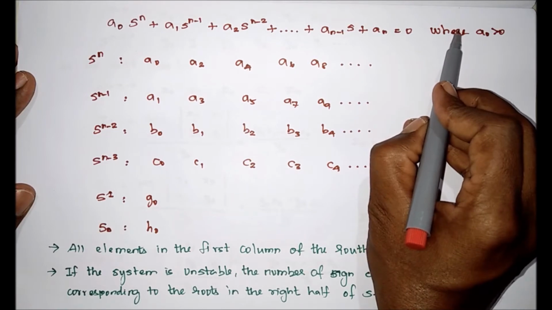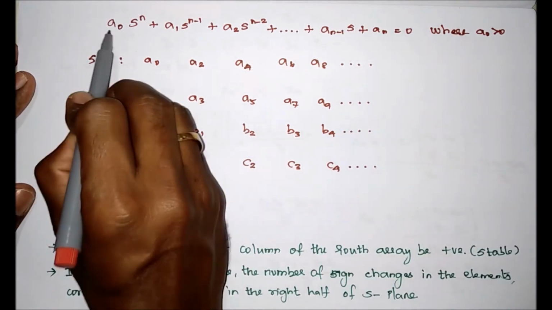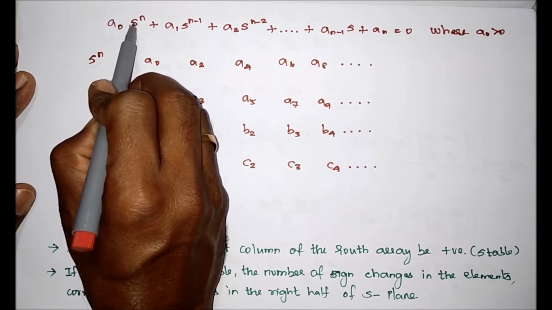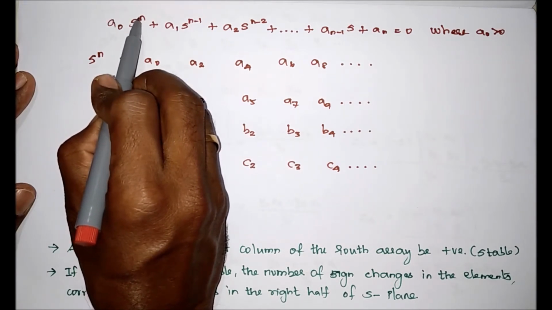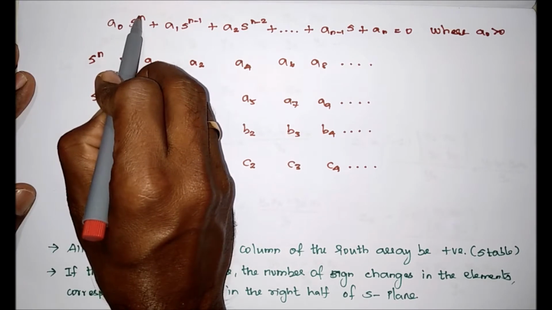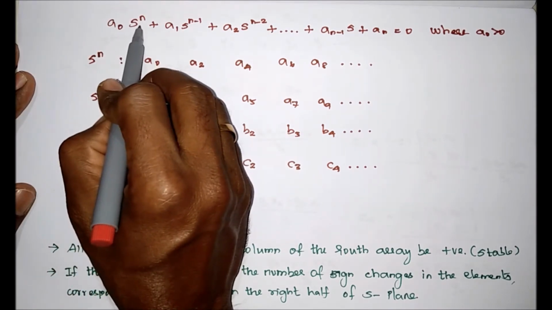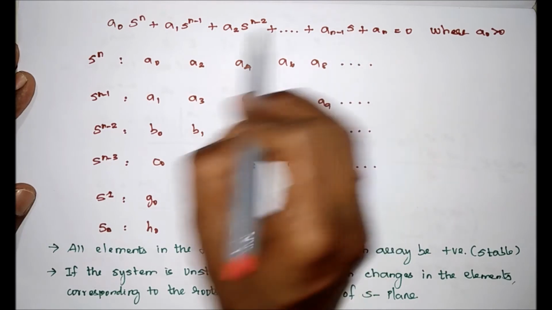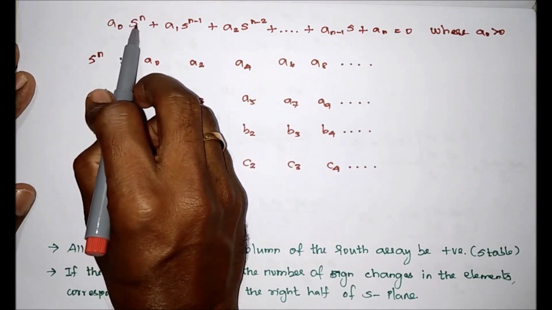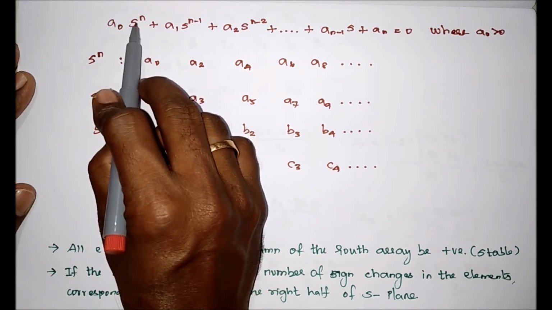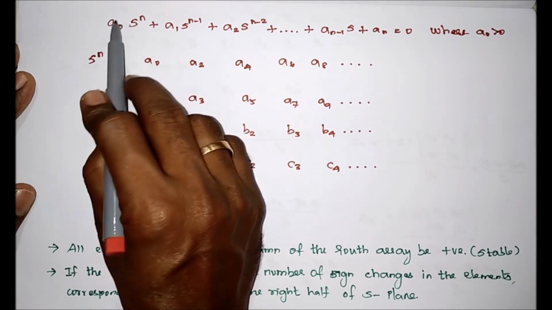According to the Routh criterion concept, first we have to consider the maximum power of s. So here the maximum power of s is n. Suppose it is an odd number, then we have to select the odd powers of s and their coefficients. If it is an even number, we have to select the even powers of s and their coefficients.